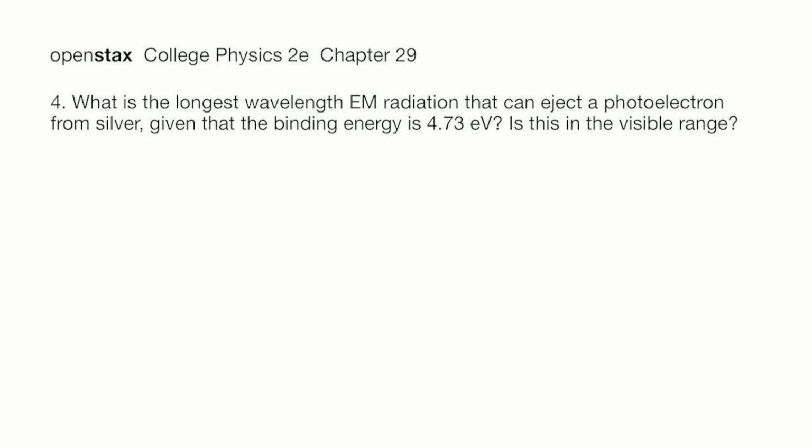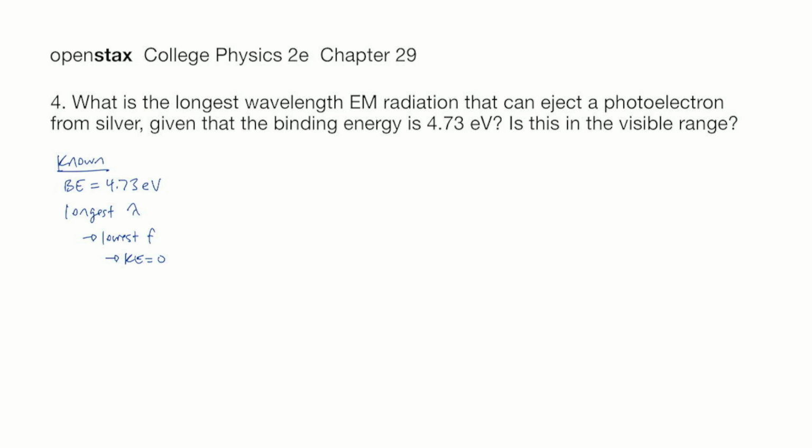Okay, so let's write down what we know. We know the binding energy, we'll call it BE, is 4.73 electron volts. And we are looking for the longest wavelength. So that will correspond to the lowest frequency. The lowest frequency happens when KE, kinetic energy, is 0.